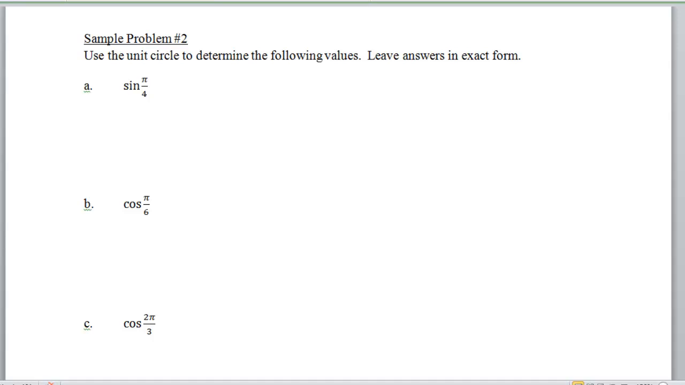Okay, for this video what we're going to do is work the sample problem and get a feel for how to use the unit circle to evaluate some basic trig functions with the angles that we should be familiar with.